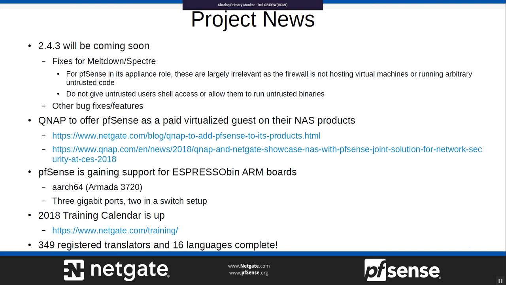So it's not a huge concern as long as you don't have untrusted users with shell access that can run binaries, because mostly you're worried about something accessing memory it shouldn't. And in an appliance role like that, where it's fairly isolated, it's not that giant of a concern. But we'll have fixes for that and some other bug fixes and some features we've snuck into 2.4.3 that we've merged in from PRs and whatnot.